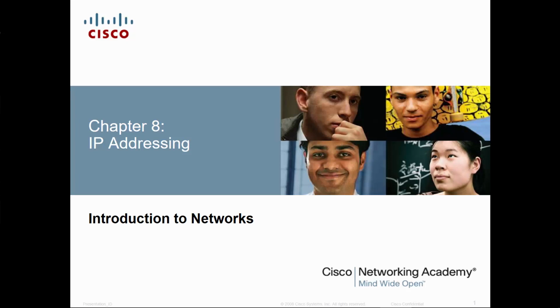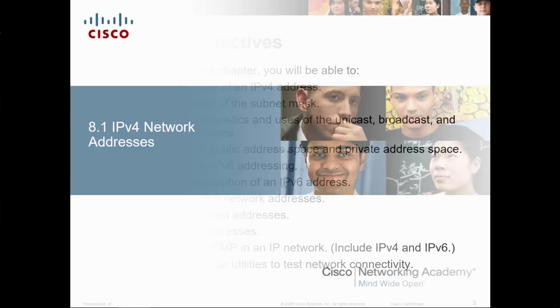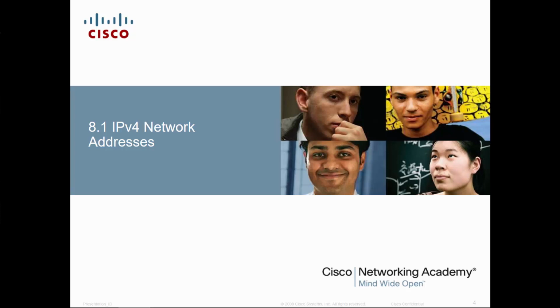This is Chapter 8. This chapter is dealing primarily with just IP addressing. In this chapter, we're looking at IPv4, IPv6, and connectivity verification for both IPv4 and IPv6 addressing. The main objectives are, once you've completed this chapter, you'll have a basic understanding of IPv4 and IPv6, kind of what they do. So let's start with IPv4 and binary notation.